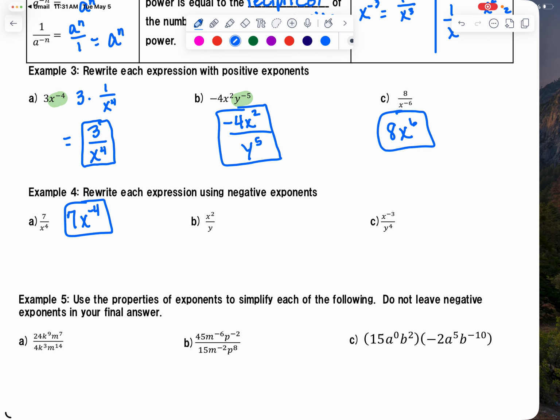All right. So in problem B, we have x squared over y. I want to take that y and move it to the numerator. So that would be x squared y to the negative 1 power. All right, pause the video and try problem C on your own. All right, welcome back. For C, I moved the y to the 4 to the numerator and made it negative. So x to the negative 3, y to the negative 4.